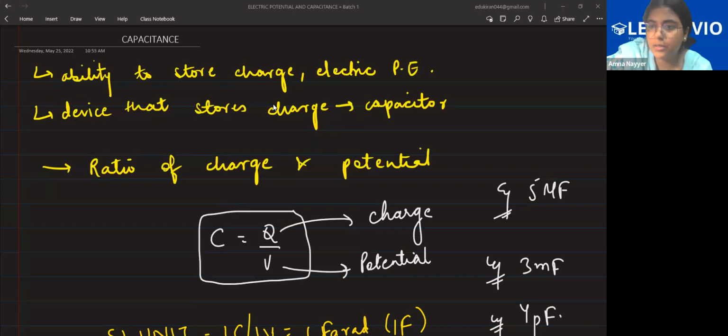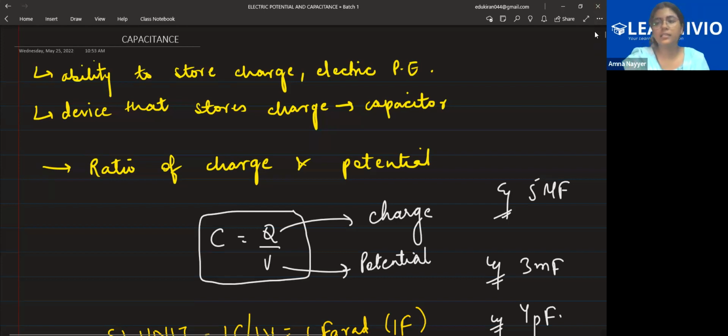So it started with capacitance. What was capacitance? Capacitance basically meant the ability to store charges. If an object is able to store charges, we'll call it a capacitor. This property, or the ability of the body to store the charges, is called the capacitance. So capacitance is the ability, capacitor is the device. This is what we've studied. And one ratio also we had studied, that capacitance is charge divided by potential.